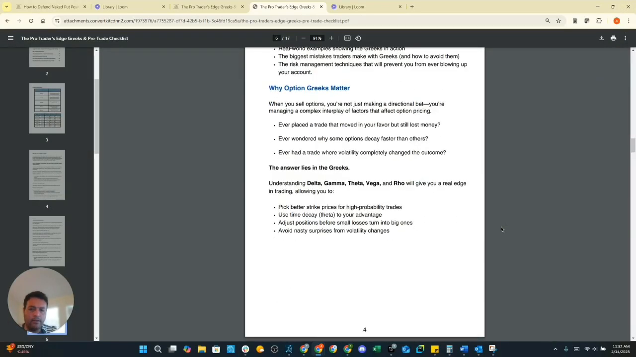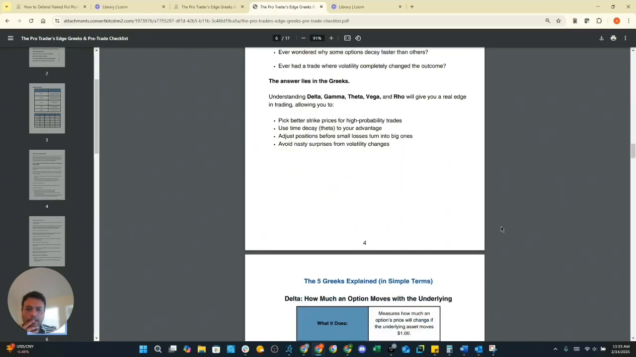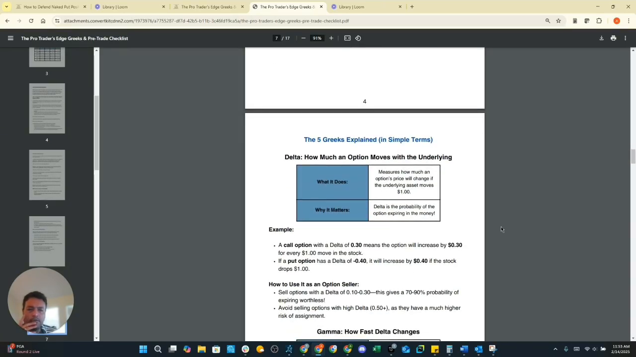Why do option Greeks matter? Obviously, they matter because those are the inputs that affect option prices. And as option sellers, you need to know how your options are getting affected, how the whole price is moving or changing, so that you can go out and adjust it. Okay, let's get to the groove of it now.